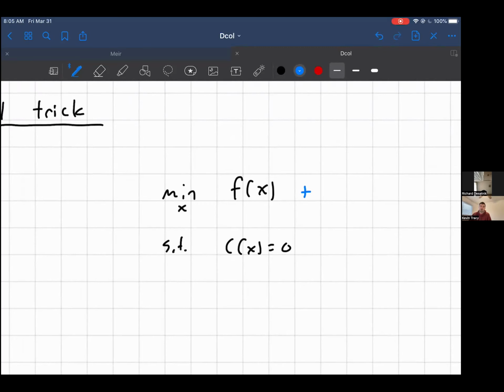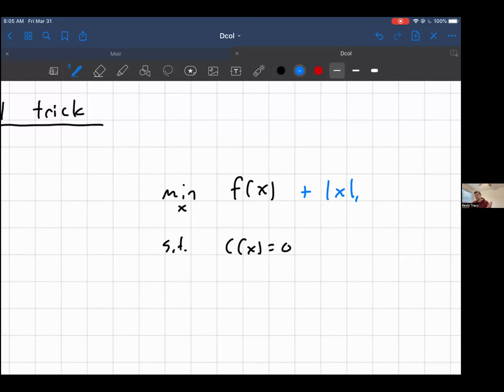And so what's super common is to do L1 regression. So I'll add this thing. And what this is doing is putting a penalty on the L1 norm of x. And remember, the L1 norm is just the sum of the absolute values.